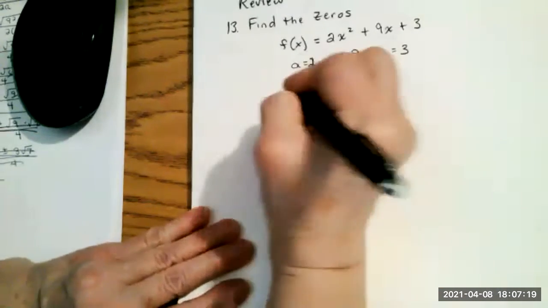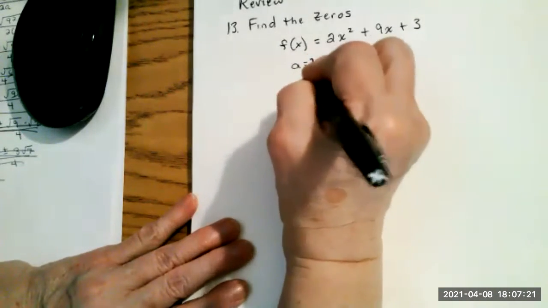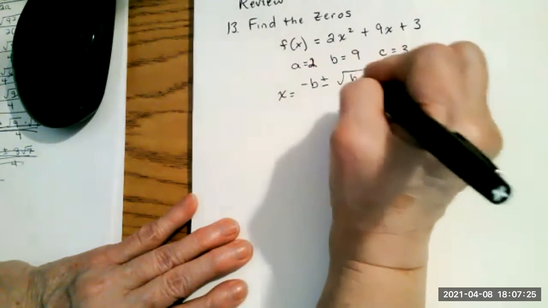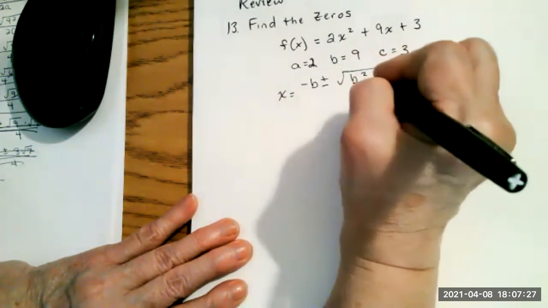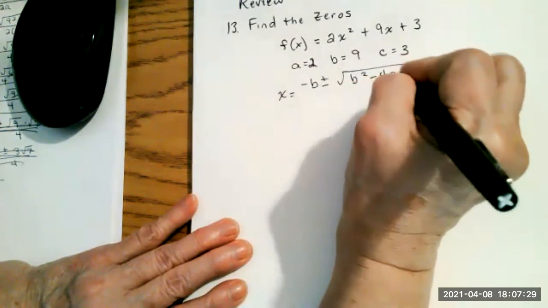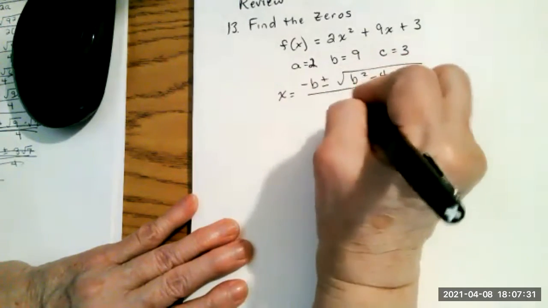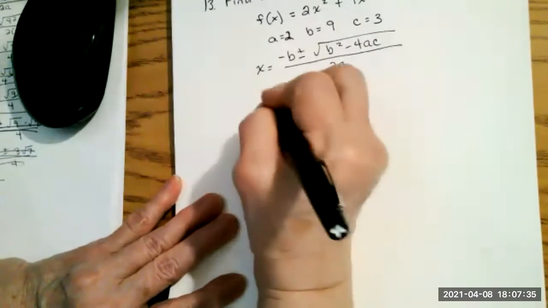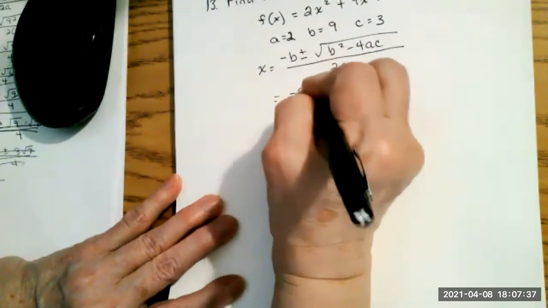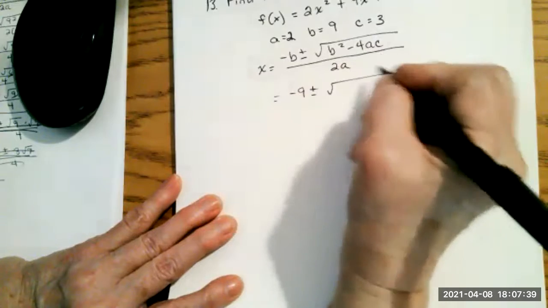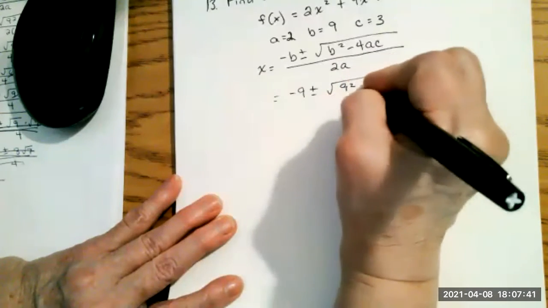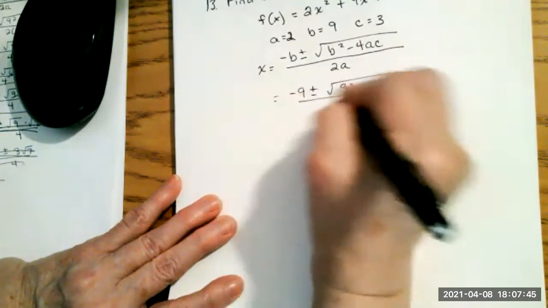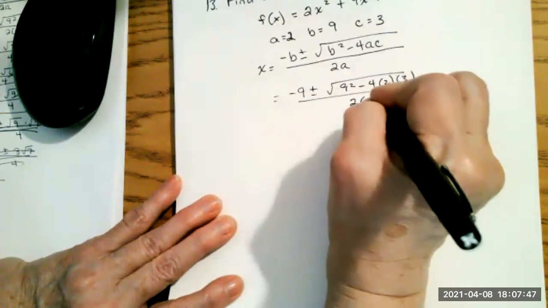Now watch me tonight. I'm tired, so I'll make some mistakes. I need you to catch them. The quadratic formula is negative b plus or minus the square root of b squared minus 4ac all over 2a. So that would be negative 9 plus or minus the square root of 9 squared minus 4 times 2 times 3 all over 2 times 2.